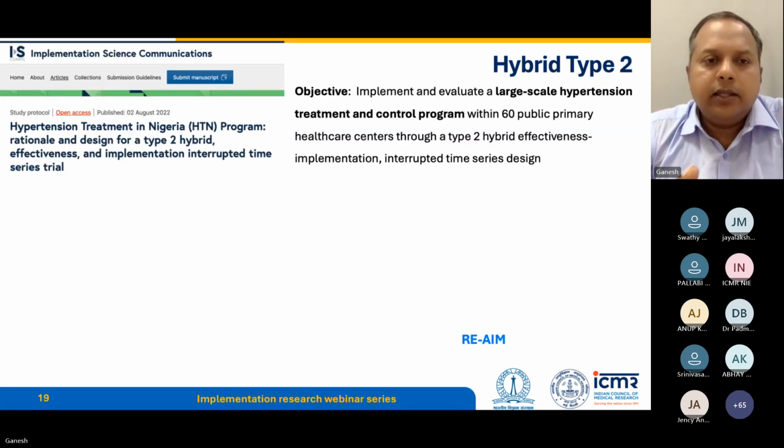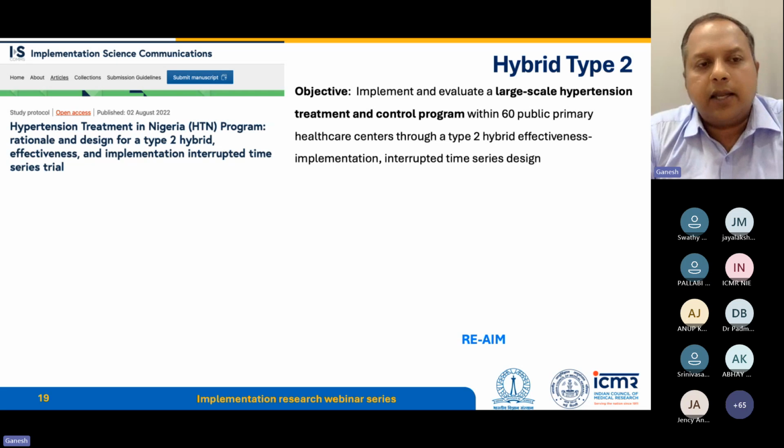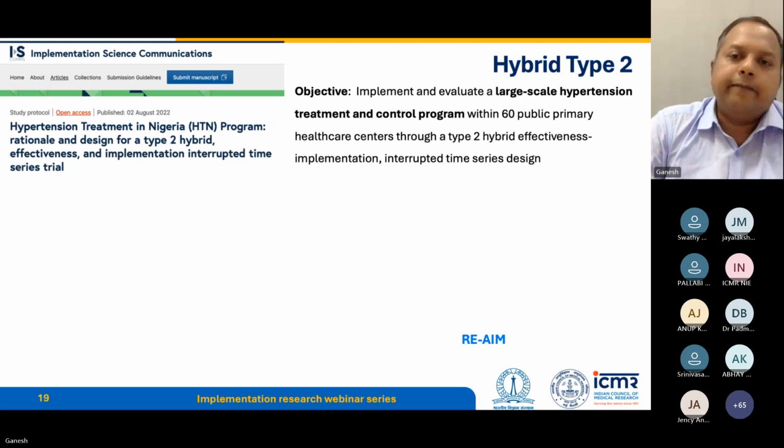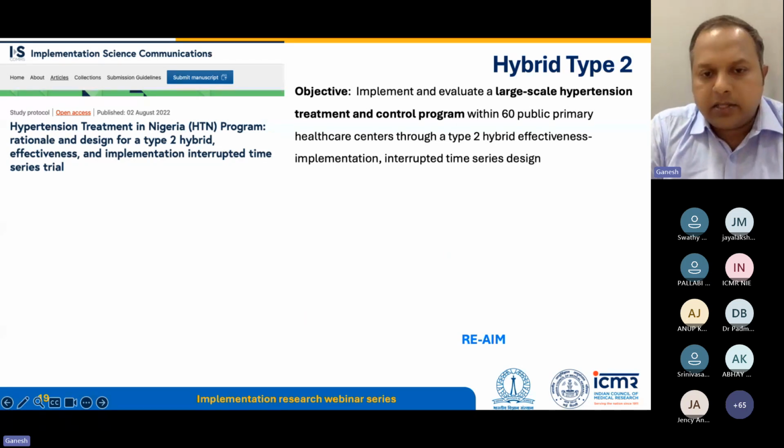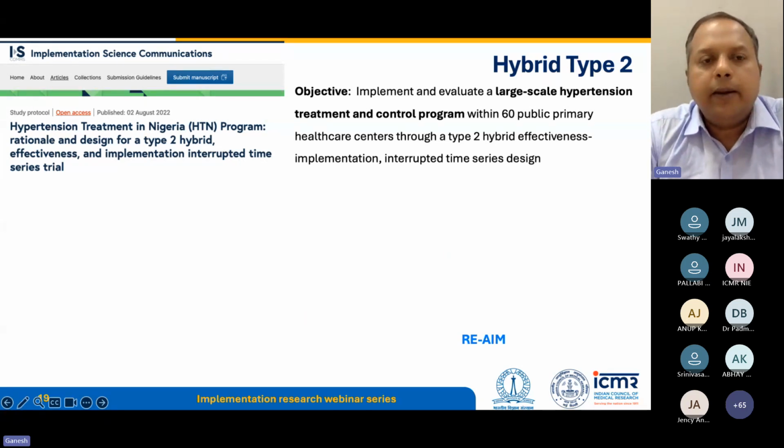Hybrid type 2. This study, published in Implementation Science Communications in 2022, is the hypertension treatment program, a type 2 hybrid effectiveness implementation interrupted time series trial. The main objective of this study is to implement and evaluate a large-scale hypertension treatment and control program in 60 primary healthcare centers through a type 2 hybrid effectiveness implementation interrupted time series design. Within this objective, they have mentioned the design also.